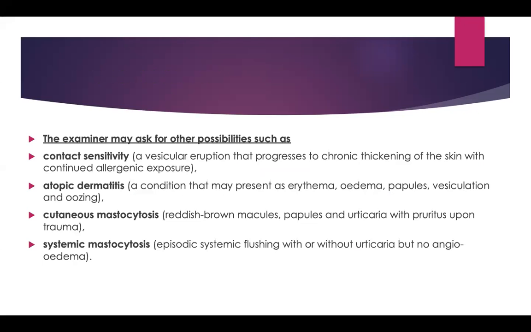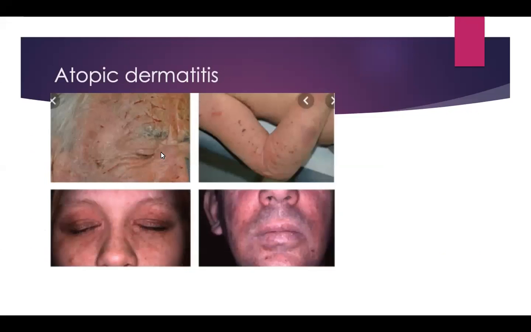Another differential diagnosis could be atopic dermatitis. It's a condition that may present as erythema, edema, papules, vesiculation, and oozing, okay? This is atopic dermatitis. This is another differential diagnosis to angioedema and urticaria. It can happen in the face, on the limbs, anywhere, okay? So erythema, edema, papules, vesiculation, and oozing.